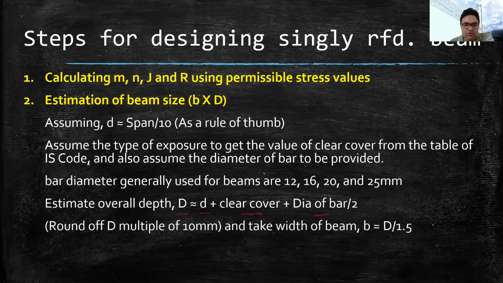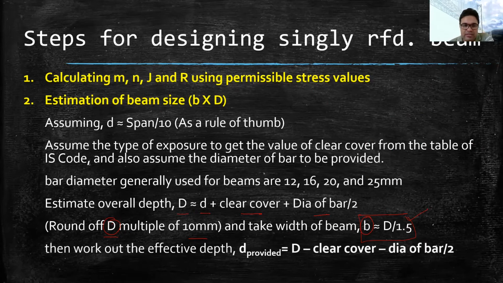Then we round off the value of D to a multiple of 10, and once we get the overall depth, we also try to find out the width of beam, which again is a thumb rule. As a thumb rule, generally b is approximately equal to D by 1.5. Based on this thumb rule, we again estimate the value of b, which is the width of beam.